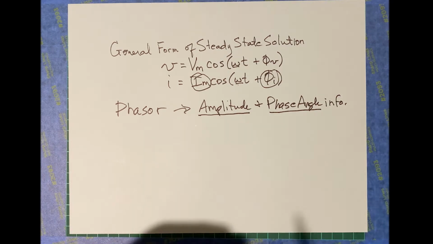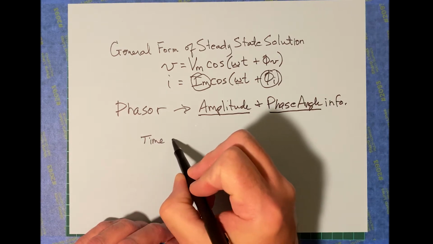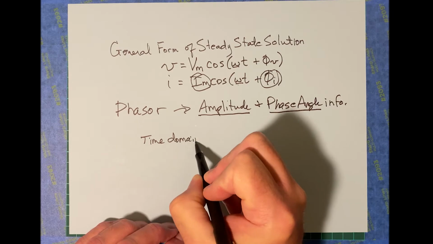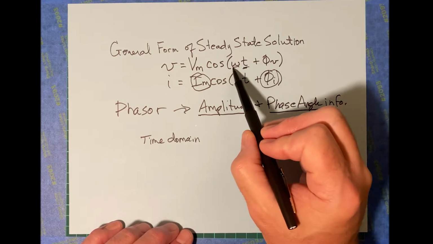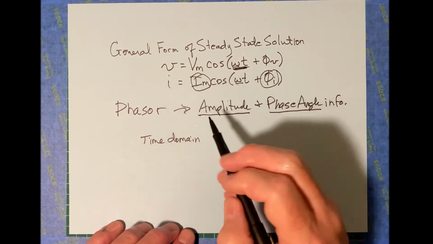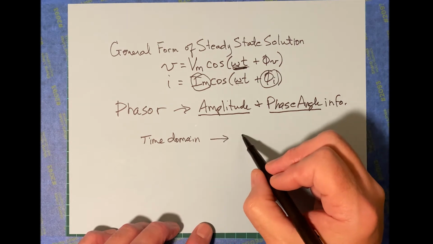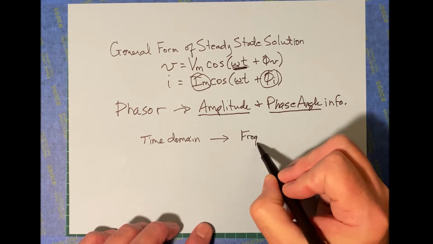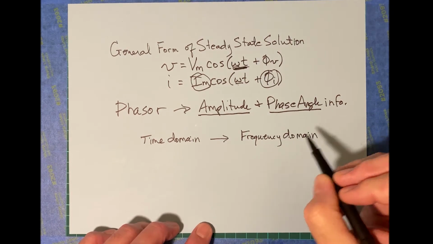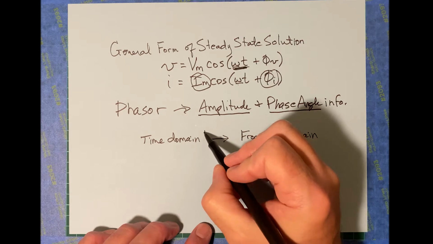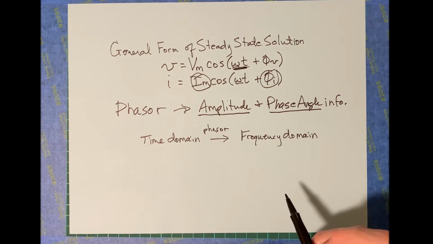Okay, now the amplitude and the phase angle involve this phasor, and the phasor is an aid to help us do something. What the phasor does is it takes something in the time domain. Now what do I mean by the time domain? I mean I've got some t's in it, like omega t. This would be a function that's in the time domain. And it transforms it into the frequency domain. So what the phasor does is it goes from the time domain into the frequency domain.